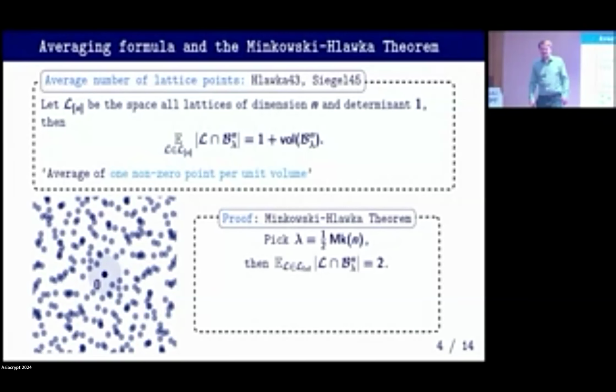And we can directly use this to prove the Minkowski-Hlawka theorem. We can pick a ball of radius half times the Minkowski bound, and by construction of this quantity, this ball will have volume 1. So if we plug that into our theorem above, we get that the expected number of lattice points in this ball is equal to 2, since 1 plus the volume is also 2. But if this is true on expectation over all the lattices, then there must be at least one lattice that has at most 2 lattice points in this ball.